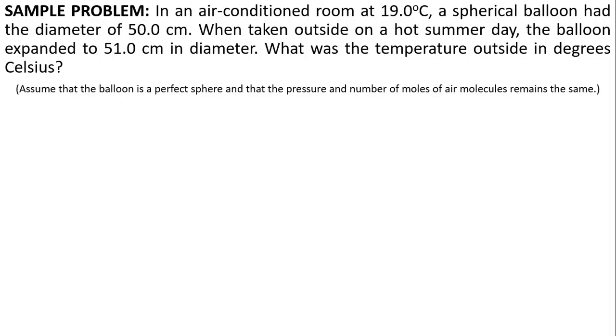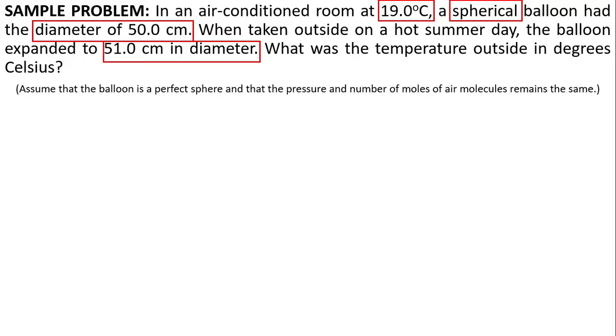So let's dissect the problem. So we know that the temperature is 19 degrees Celsius and it's a spherical balloon with a diameter of 50.0 centimeters. So the diameter changed into 51 centimeters and we're looking for the temperature. But sir, we don't have diameter in the formula. None. But remember, in your geometry, you have the formula to get the volume of the sphere.